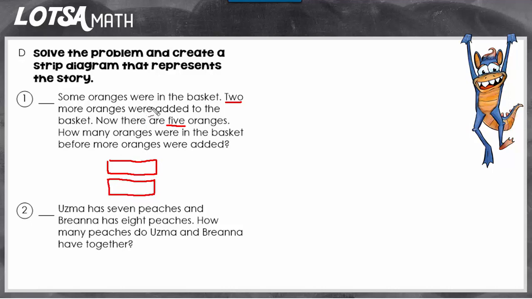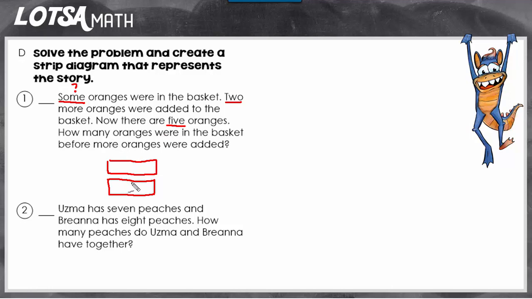And then we can look back at our story problem and find the 3 pieces of information that this story is going to be representing. So the first thing I see is some oranges. So I don't know how many oranges. And then I see that there were 2 oranges added. And then I see that there are now 5 oranges in the basket. So this strip diagram is going to show the parts and the whole.